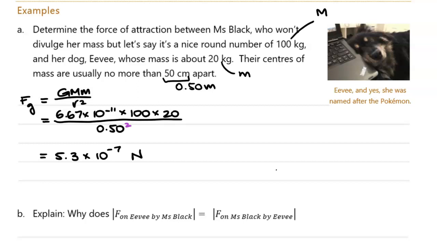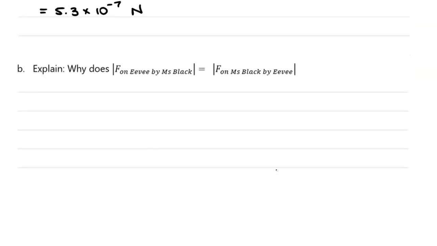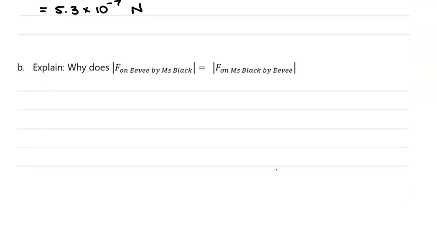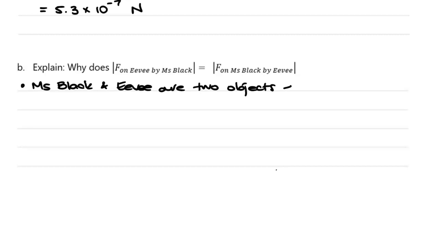Not going to notice us accelerating towards each other, but it's still a force, and it's still there, and we can still calculate it. So part B says, why does the force on Evie by Miss Black, and that's the magnitude, equal the magnitude of the force of Miss Black on Evie? Well, Miss Black and Evie are two objects exerting forces upon one another.